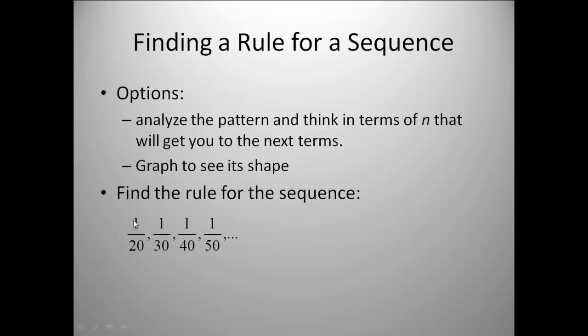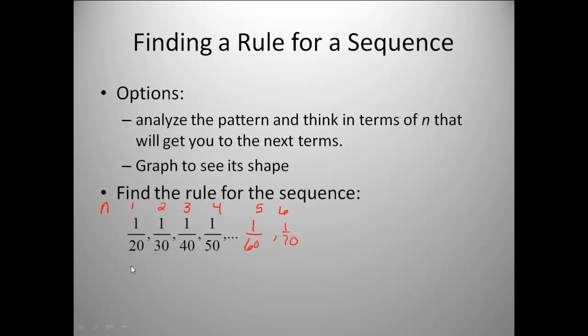So let's say we had this sequence, 1 over 20, 1 over 30, 1 over 40, 1 over 50. Well, our next term would be 1 over 60, 1 over 70. And if you think about what's happening here, the denominators are multiples of 10. So 10, 20, 30, 40, 50, 60, 70, 80, 90, and we could keep going. So now I have to think about it in terms of the position. So my n values were 1, 2, 3, 4, 5, and 6. So now I need to think about, how can I rewrite this in terms of n?